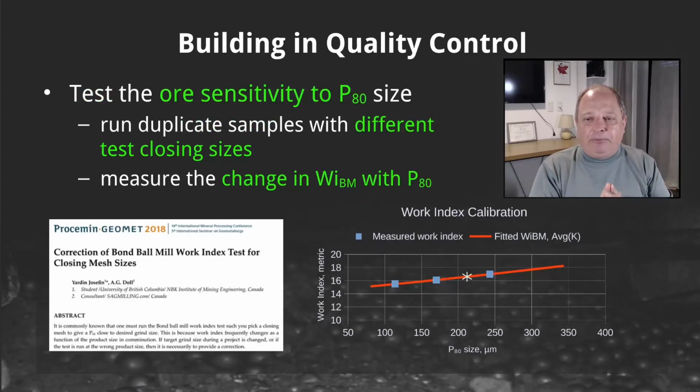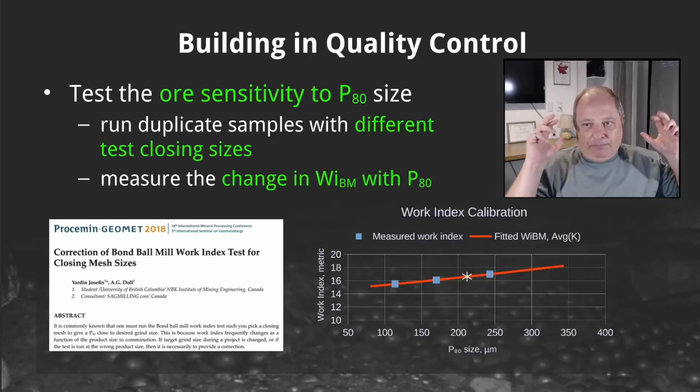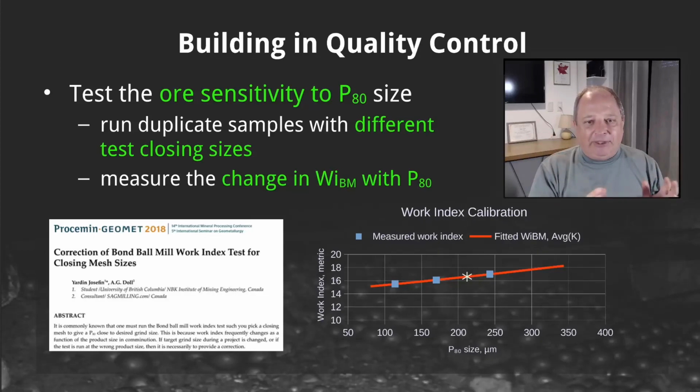Another thing you should build into your programs, especially for the bond ball mill test, is test the ore sensitivity to the P80 size. So on a small number of representative samples, the mythical representative sample, this would usually be on like a UGM composite or something like that, run duplicate samples at different closing sizes. So measure what the effect of the change in the P80 size is on the work index. And I've given an example here where the coarser the P80 size, the coarser the closing screen we run the test at, the higher the work index number is.